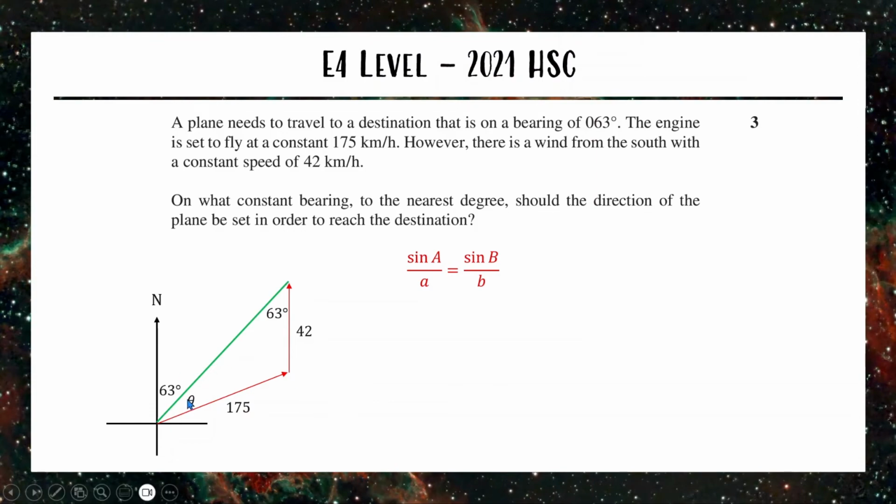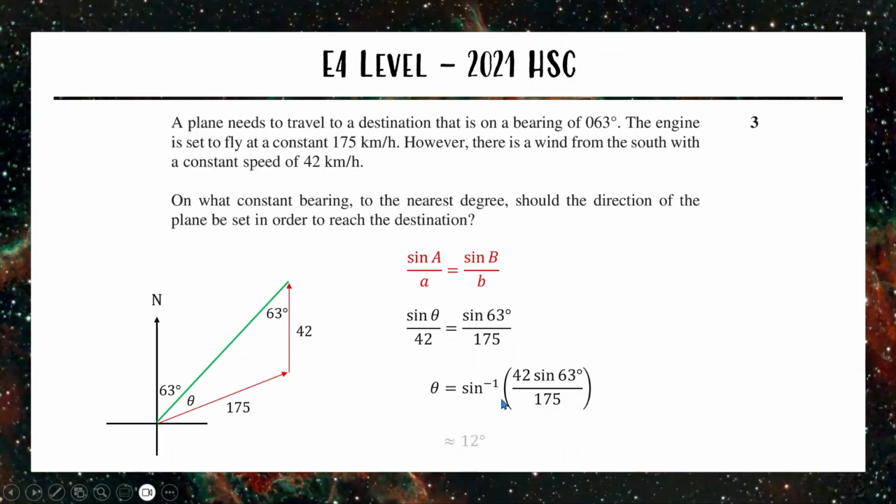We have sine theta over 42 is equal to sine 63 over 175. And now we're just going to solve for theta. So we're going to move the 42 across, and then we're going to take sine inverse. So like this, 42 multiplied across, and then take sine inverse to figure out what theta is. And this value, we're looking at the nearest degree for this question.